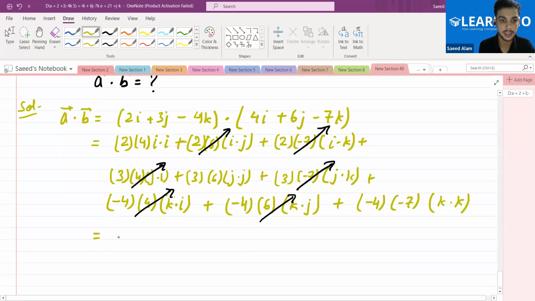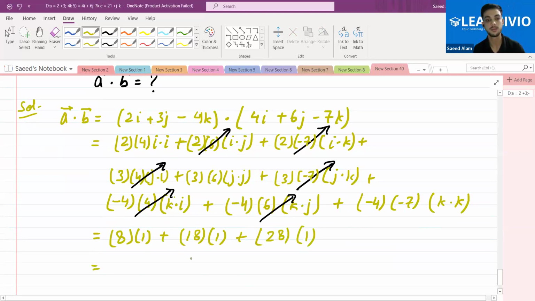So what we'll get here? That will be 8 into 1 from the first one, from the second one 3 into 6, actually we can multiply the 3 and 6, that will get 18, into again 1, plus -4 and -7, that is 28, and 1. Yes or no? Now if we sum them up, what we'll end up with? 18 and 8, that will be 26, and 26 and this, that will be 54.